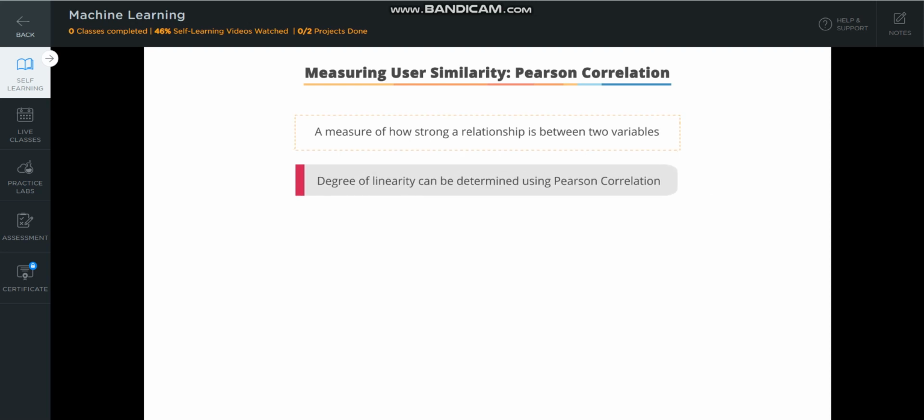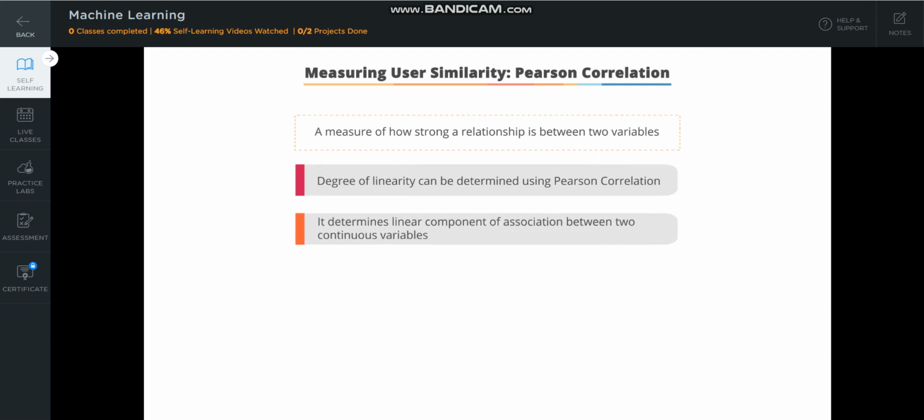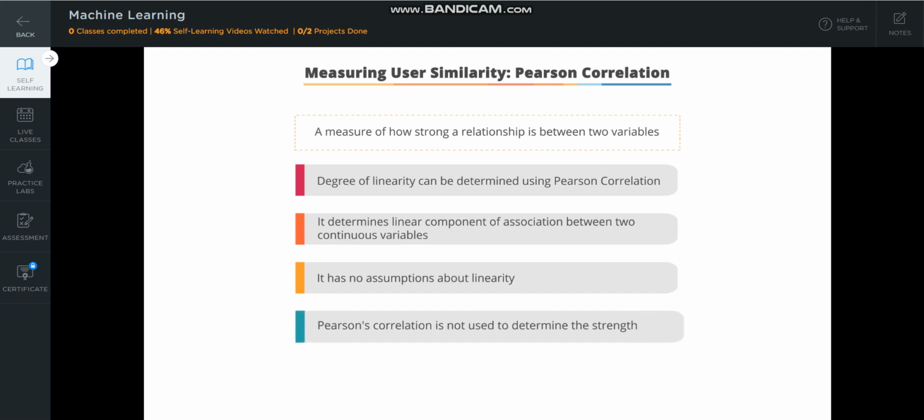Degree of linearity can be determined using Pearson correlation. In other words, it determines whether there is a linear component of association between two continuous variables. As such, Pearson's correlation has no assumptions about linearity. However, when you already know the relationship between your two variables is not linear, you would normally not want to pursue a Pearson's correlation to determine the strength and direction of a linear relationship.